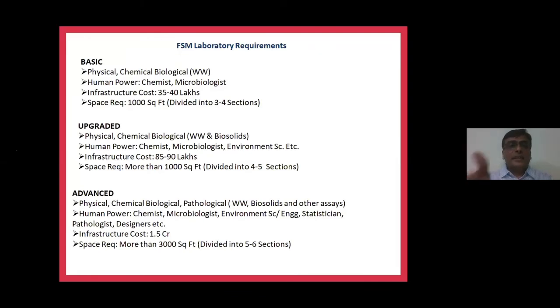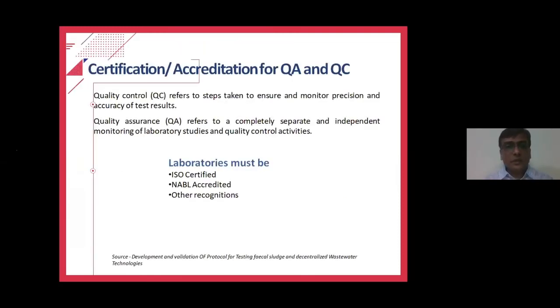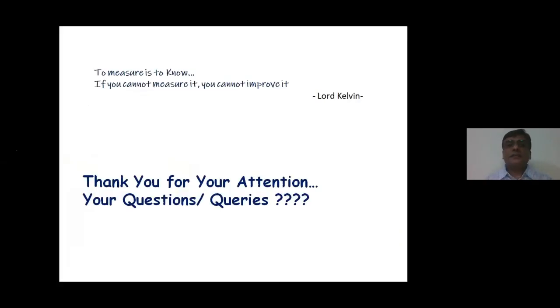Yeah, as I said, these are the 3 kinds of labs we can have, where some basic parameters could be analyzed. Then there could be an upgraded version, and finally an advanced version of labs, which you can see. I have given you more or less a space requirement, a human power requirement, and a cost of establishment. When I say infrastructure, I'm talking only of the instruments and their cost; I have not taken the other costs into consideration. And of course, once you establish a lab, certain recognition and certifications need to be done, and that is something that should be there. That's it, sir.